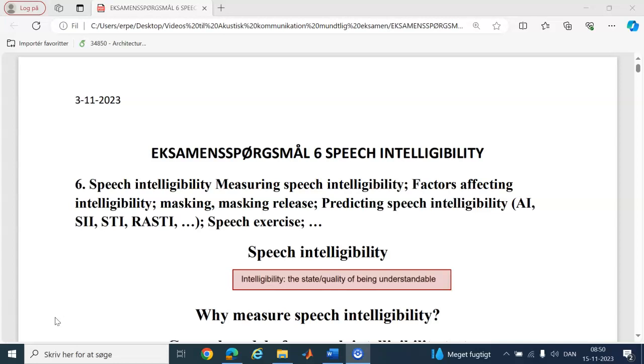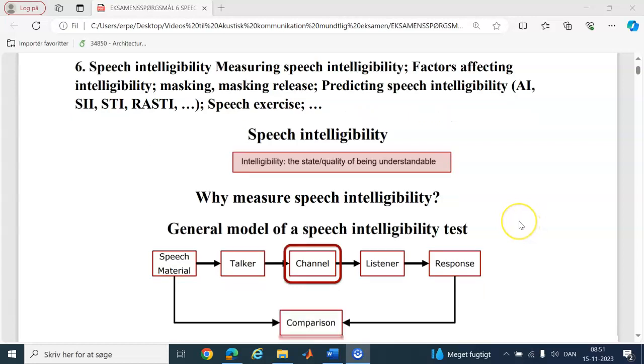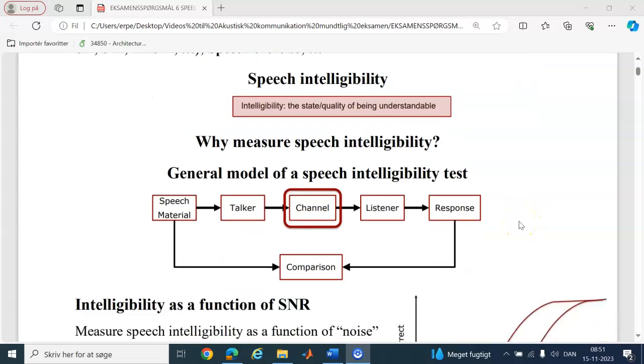Transmission intelligibility, speech exercise. What is speech intelligibility? It's the state or quality of being understandable. Why measure speech intelligibility? We have a general model of a speech intelligibility test. We have some speech material, something to talk about: books, words, sentences. We have a talker, we have a channel, we have a listener, and we have the response from the listener.